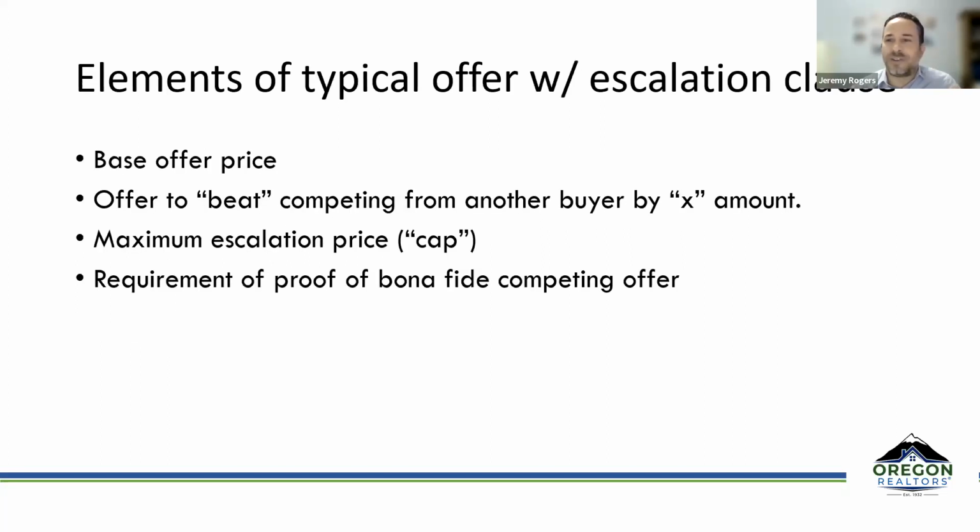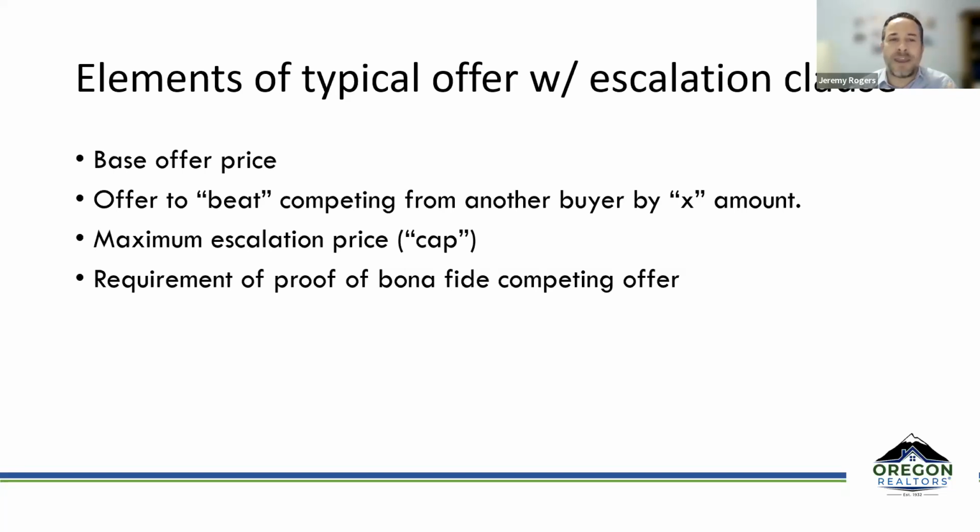Elements of that include there's going to be a base offer price. Okay, you're offering a certain amount, but you're then offering to beat a competing offer by up to X amount. Oftentimes people write in $1,000, for example. There will be a maximum escalation price, which we call a cap. So you might say that you will beat competing offers by $1,000 up to $650,000, whatever the number might be.